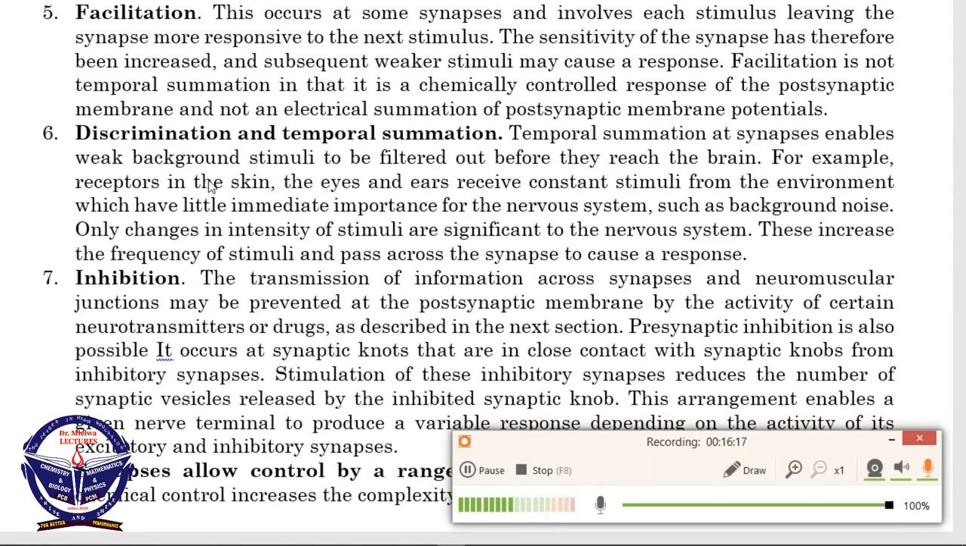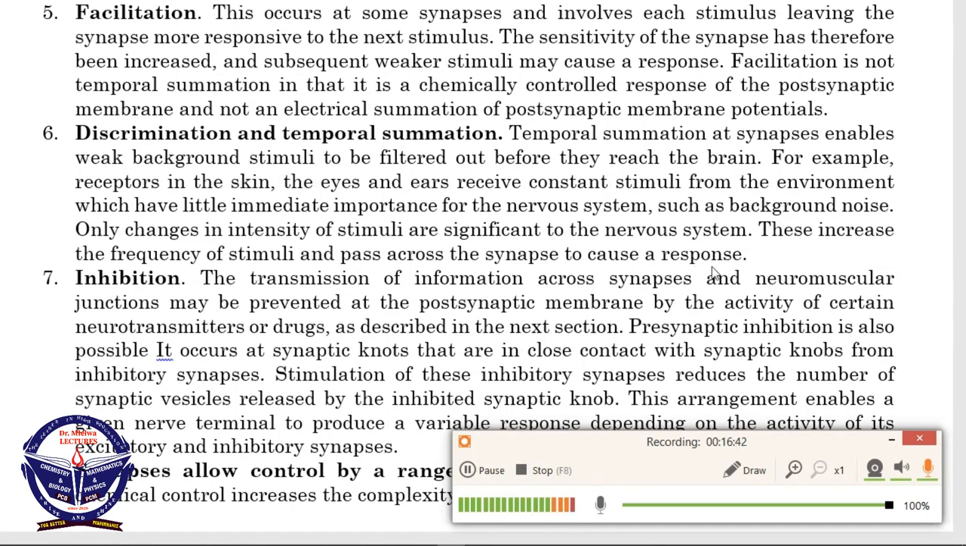So for example, receptors in the skin, the eyes and the ear receive constant stimulation from the environment which have little immediate importance for the nervous system, such as background noises. Only changes in the intensity of the stimulus are significant to the nervous system. These increase the frequency of stimuli and pass across the synapse to cause response.